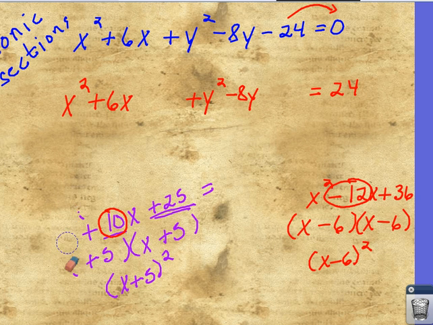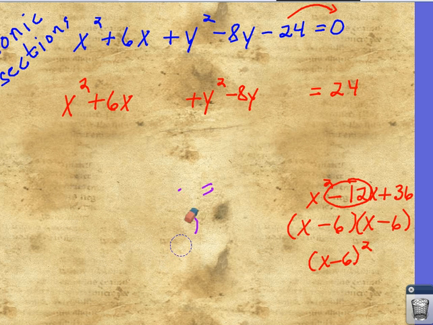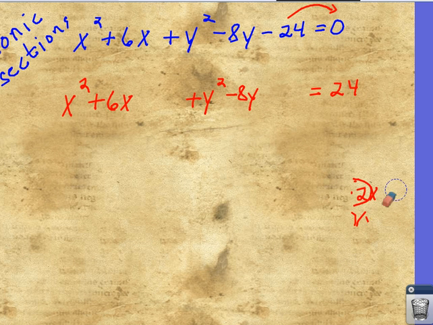So back up here to this problem. And again, by the way, that's not legal. You can't just add 36 to something for no reason. Okay? But we'll make it legal in just a second. So step number 1, I got my x squareds and my x's together. I got my y squared and my y's together. Step number 2 is complete the square.